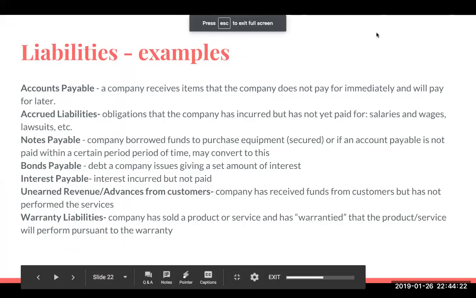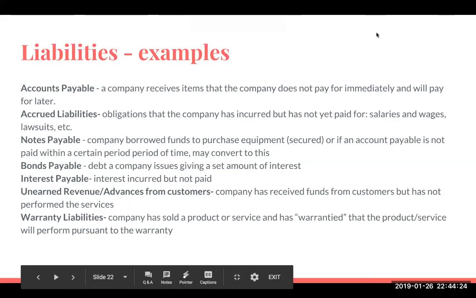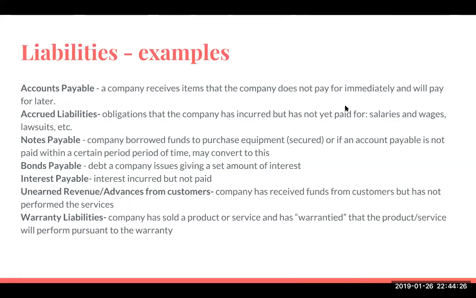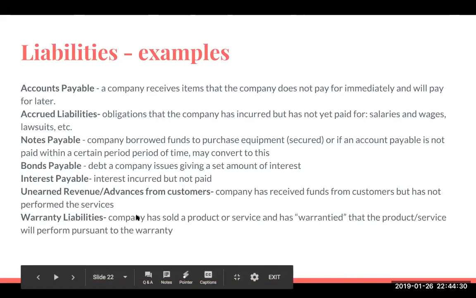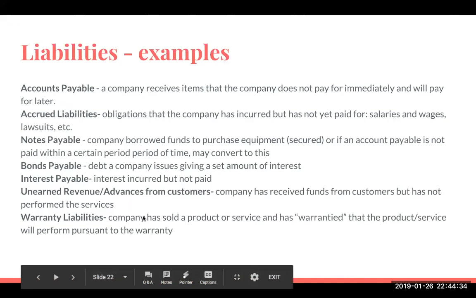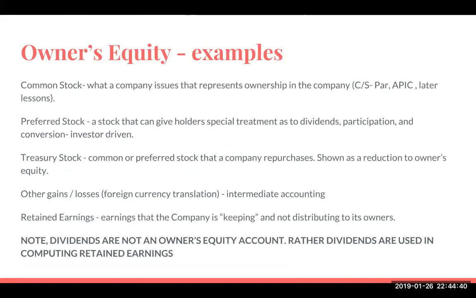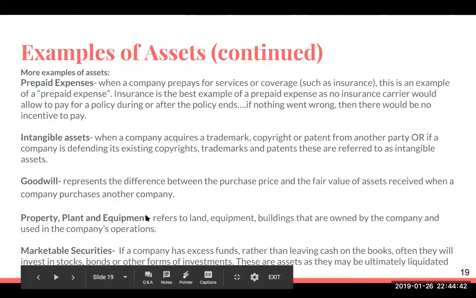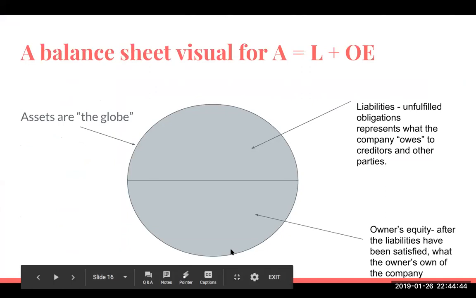So going back over here, what is a warranty liability? If I'm Ford and I'm warranting my vehicles for a certain period of time, I could have a warranty liability on my balance sheet, meaning I have an obligation to a customer that a car will function in a certain way. Owner's equity. So again, we've looked here, what are the assets?